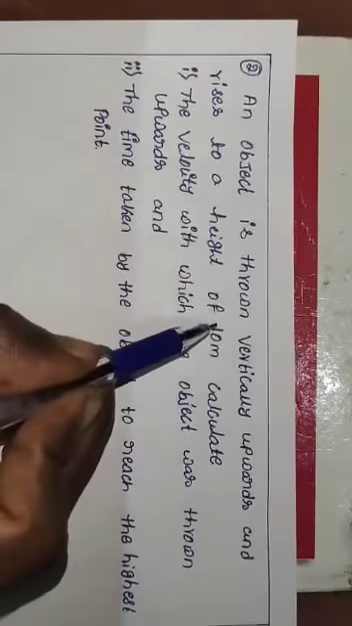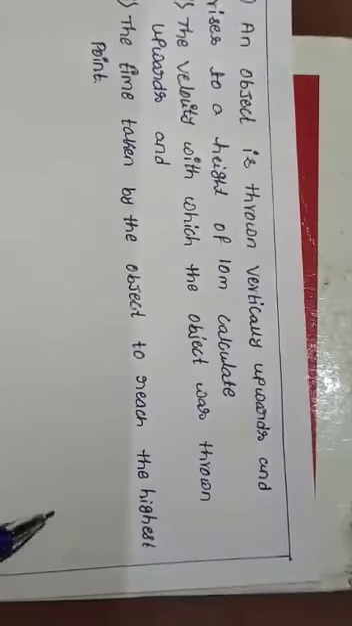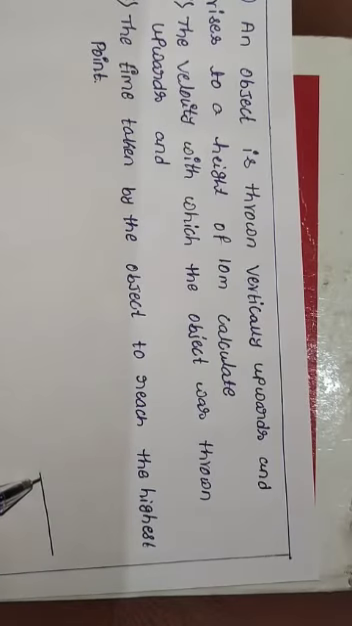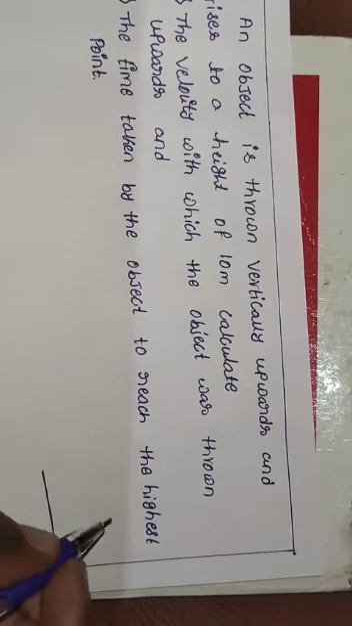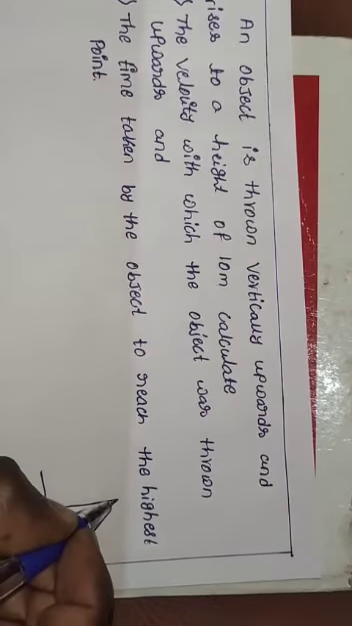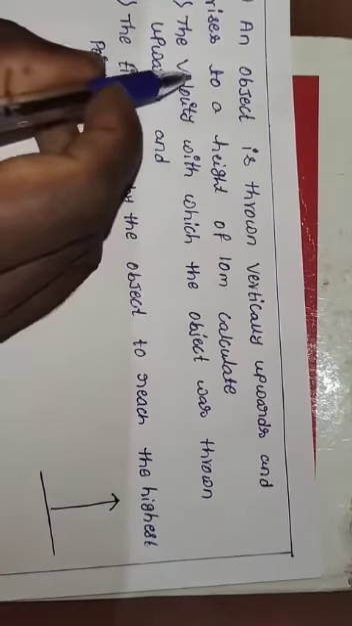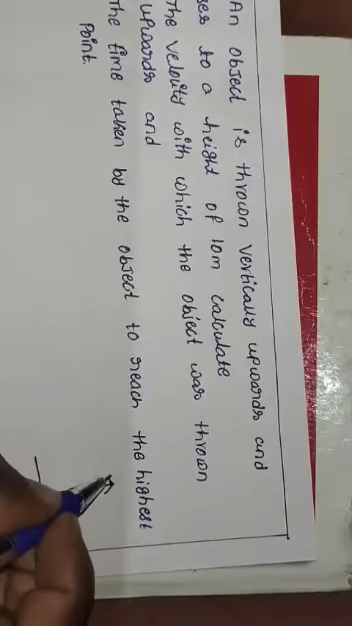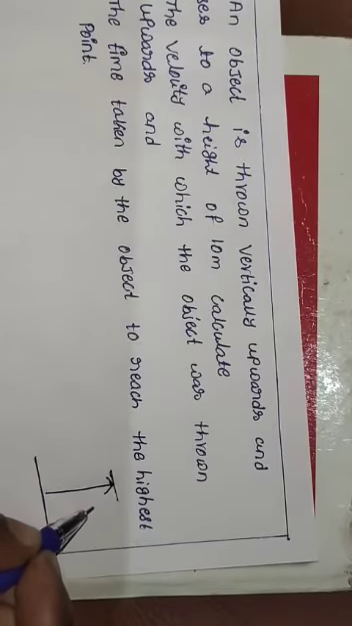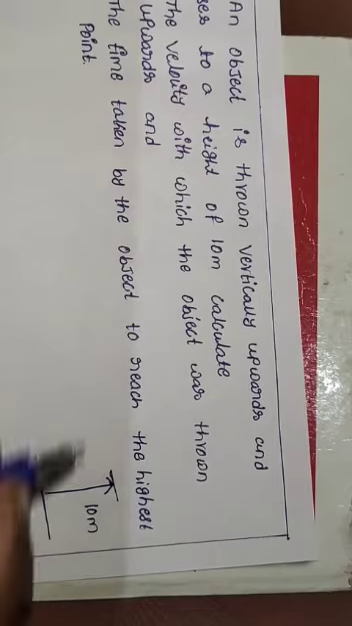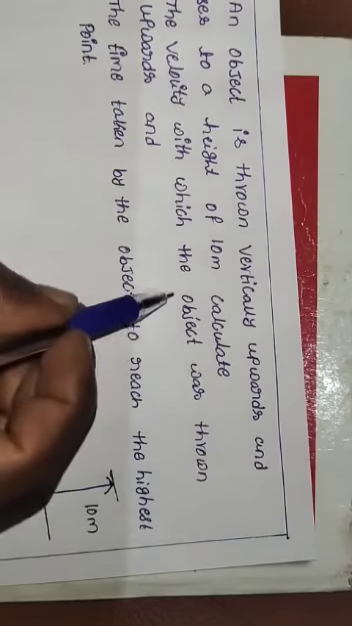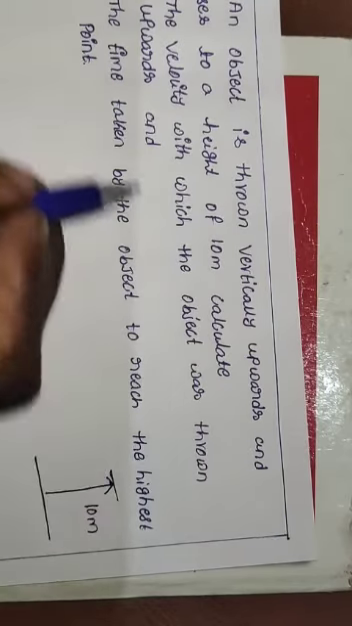An object is thrown vertically upwards. This is the ground. From the ground the object is thrown vertically upwards, and rises to a height of 10 meters. Here the height is 10 meters. Now we have to calculate the velocity with which the object was thrown upwards.